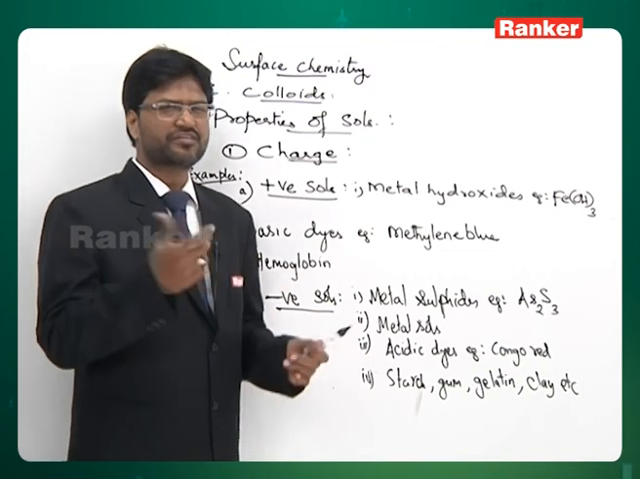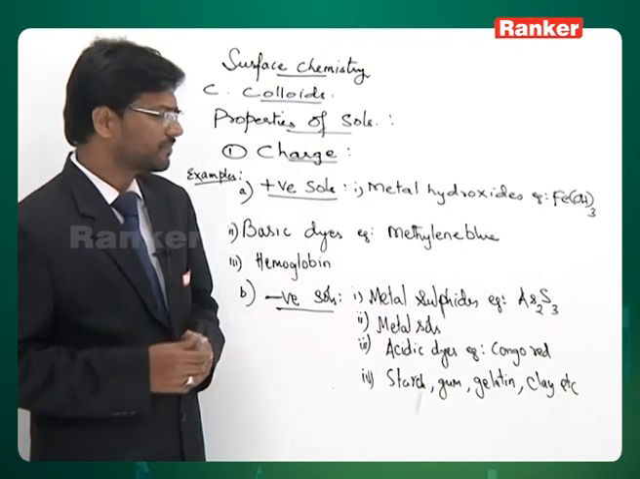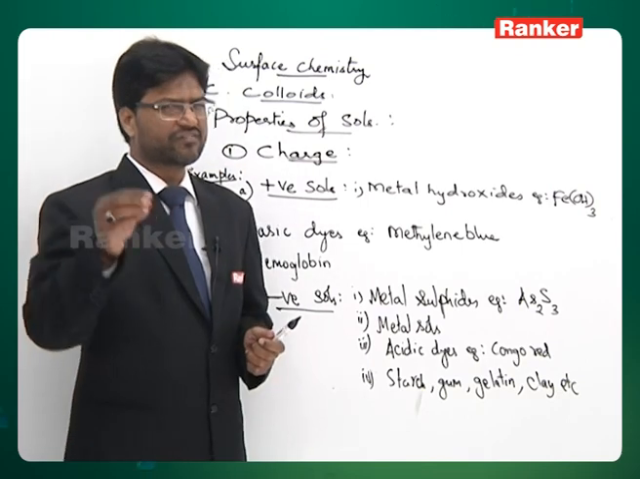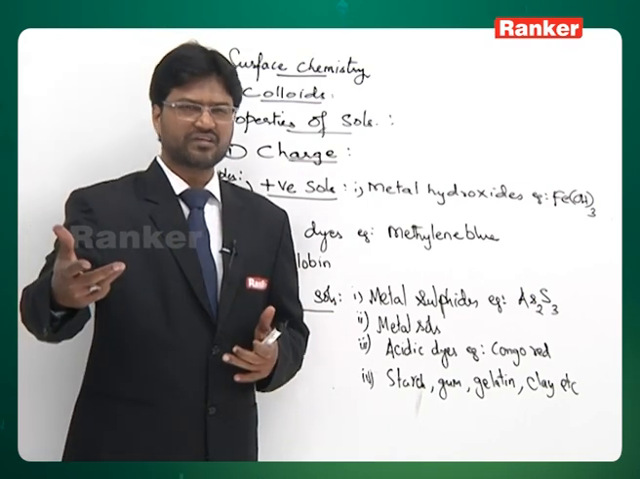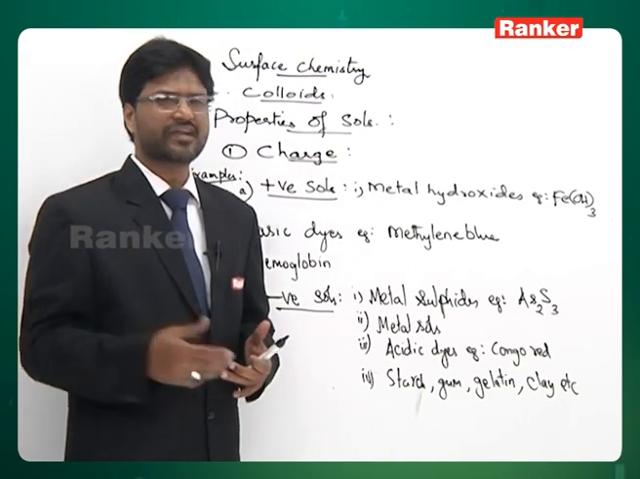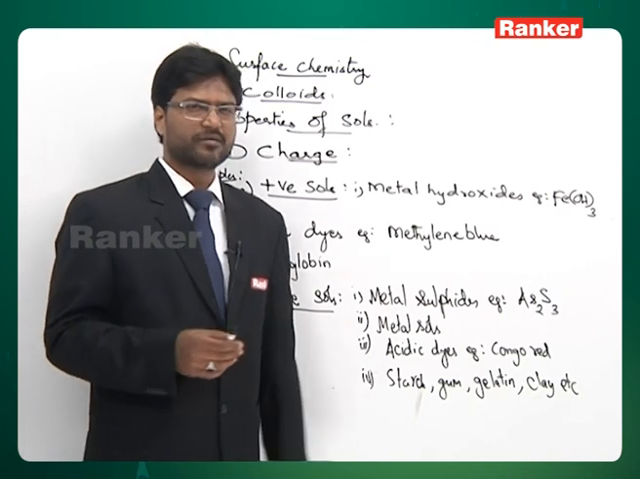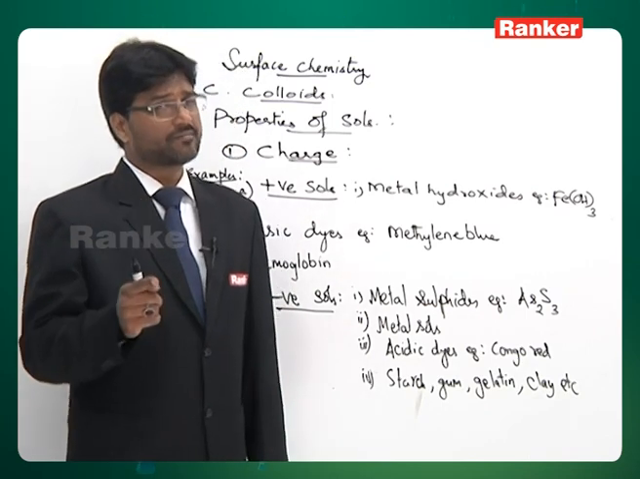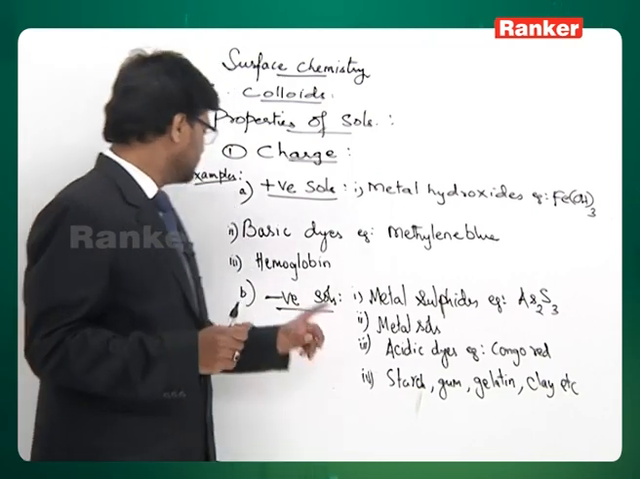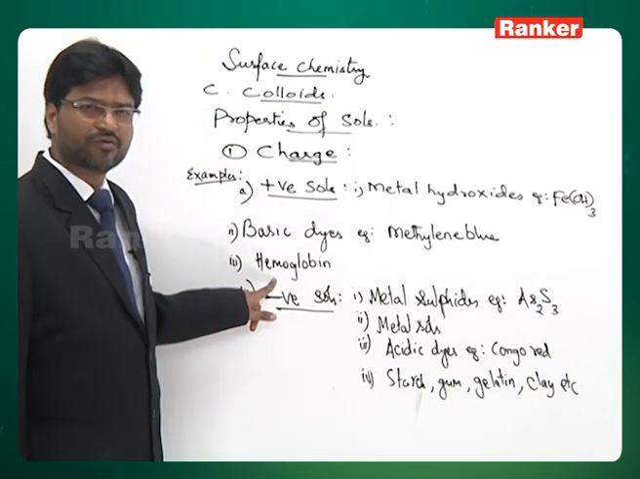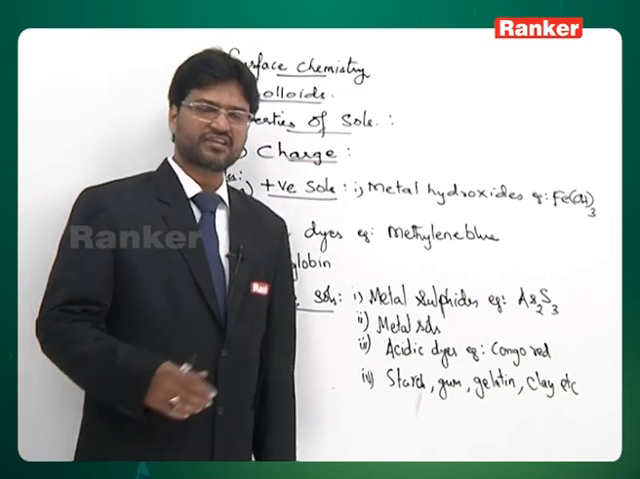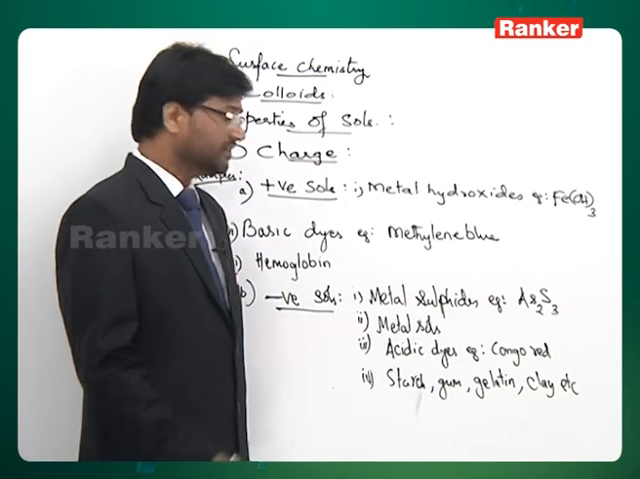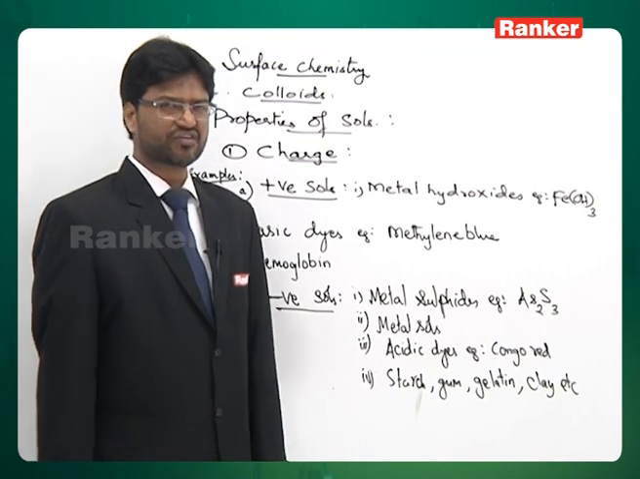This is very important. Generally questions are very often asked from this part. They give a list of 4 different colloidal solutions and ask which of these can be a positively charged sol or which of these can be a negatively charged sol. So you can pick from the options. Please remember, hemoglobin is a positively charged sol. Generally the organic substances like starch, gum, gelatin, they form negatively charged colloidal solutions.